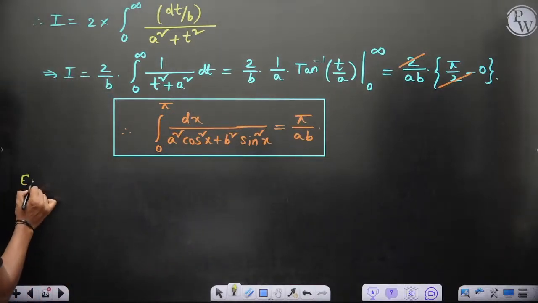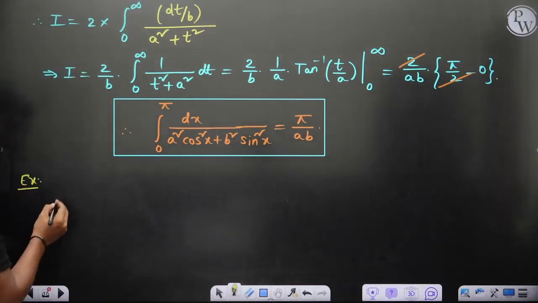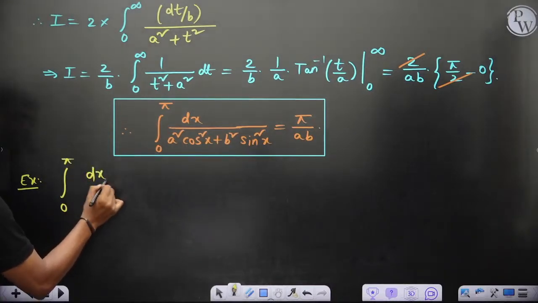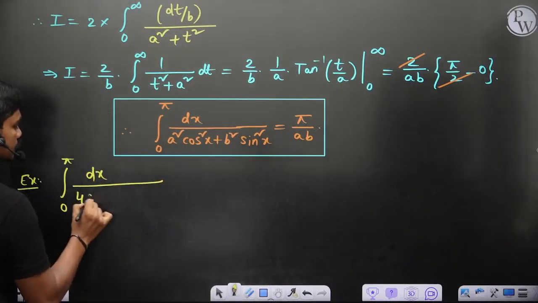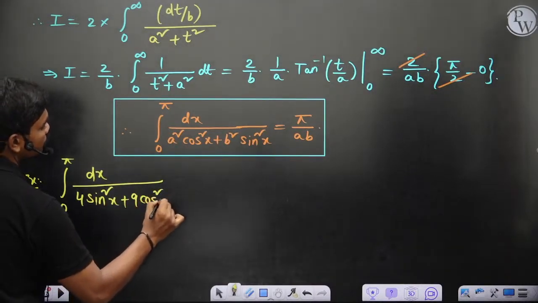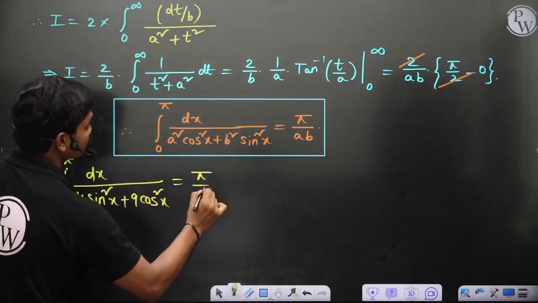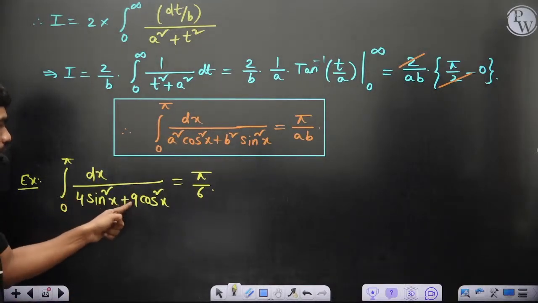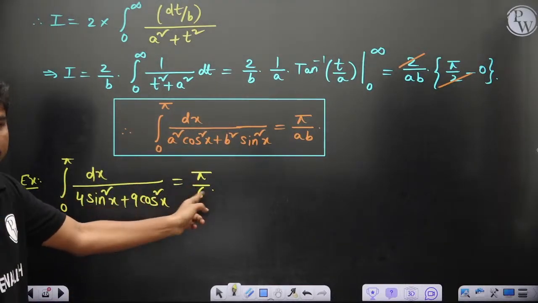Example. Let's say I give you something like the integral 0 to pi dx by 4 sin square x plus 9 cos square x. The answer is going to be pi by 6 because of this technique. Because a square is 4, so a is 2, b square is 9, so b is 3, so a into b, 2 into 3, is 6.